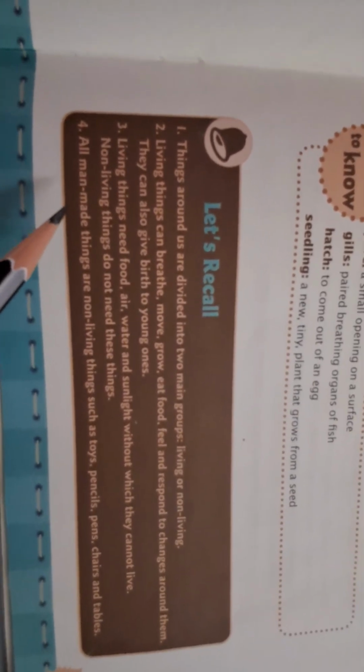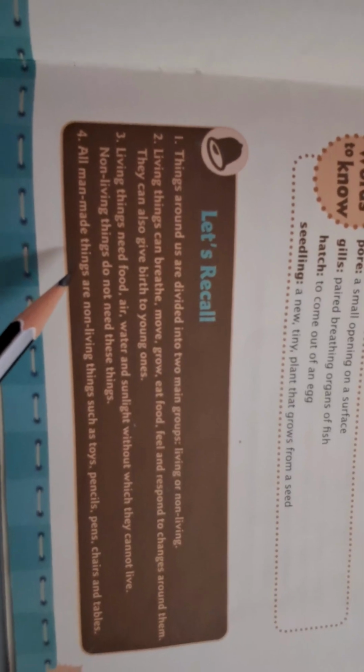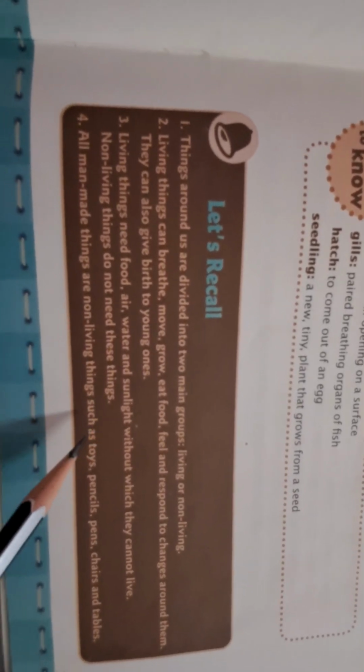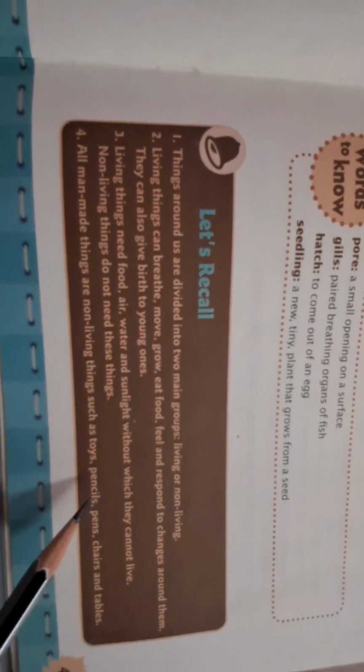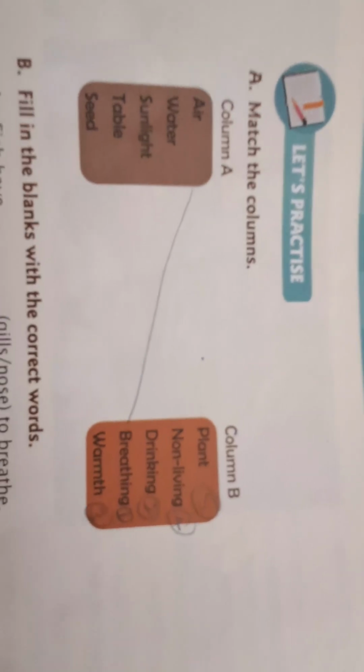Fourth point, all man-made things are non-living things such as toys, pencils, pens, chairs, and tables. These four points we just learned in the previous video, and then we will move on to the let's practice.